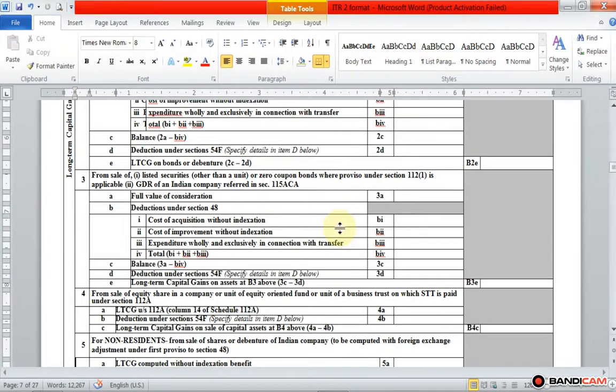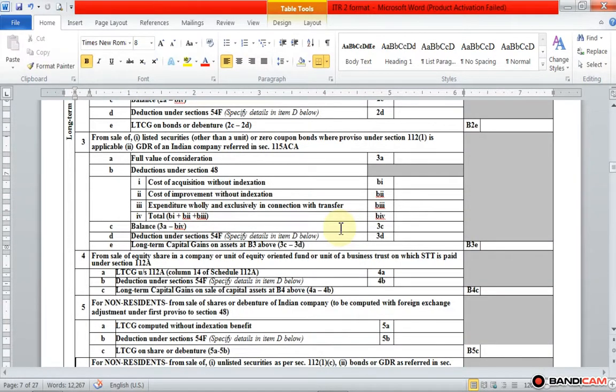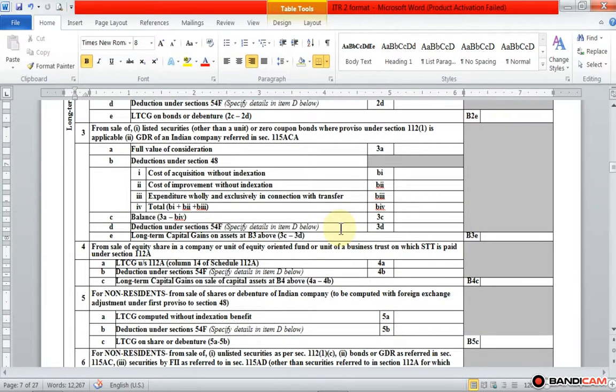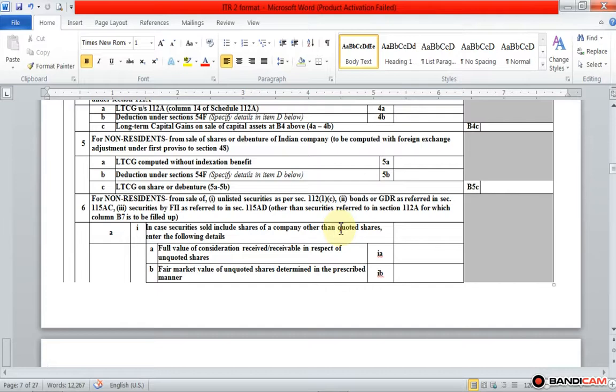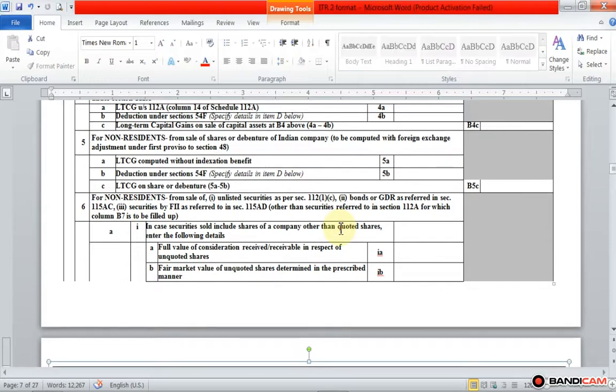Then here for non-resident, the condition is the same for long-term capital gain or short-term capital gain. We already discussed the non-resident for sale of shares or debentures of an Indian company. So here the computation with foreign exchange adjustment is given.